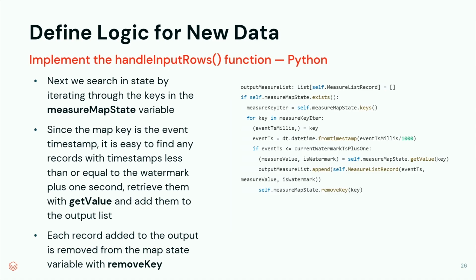Next, we are searching through state to find any records that we have from our sensors that we need to emit that are less than the watermark value. Since the map key is the event timestamp, it's really easy to find out which ones are less than or equal to the watermark value, and we can get an iterator of keys from our map variable to do that. Any of those records are removed by key, so you don't have to do the whole map, and added to our output list. So this is Python.